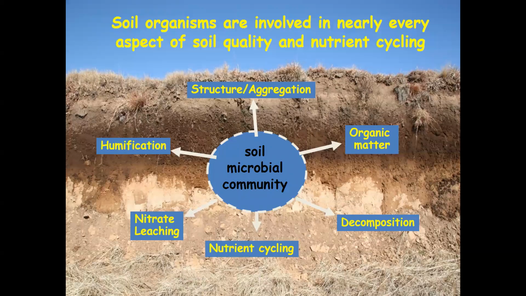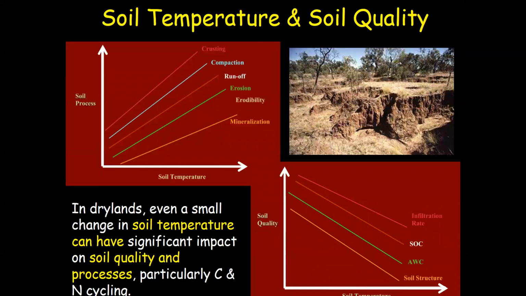Soil organisms, we've seen, are involved in nearly every aspect of soil quality and nutrient cycling, in aggregation, in the production of organic matter, decomposition, nutrient cycling, nitrate leaching, and humification. So the soil microbial community is absolutely crucial to the impact that climate change will have on plant health. Soil temperature is also very important, therefore, and the effect that it will have on soil quality.